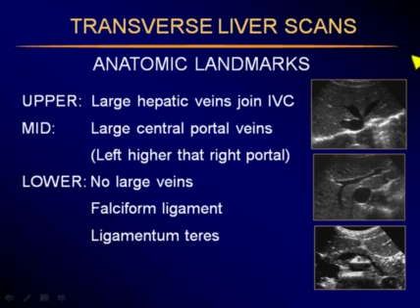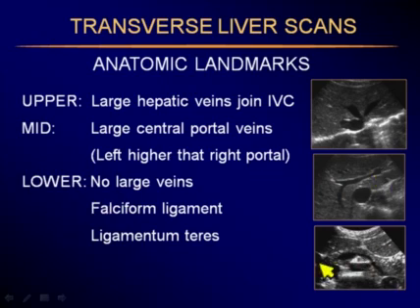So we have now a little bit of insight into the anatomic landmarks on transverse scans of the liver, and let's look at these. In the upper parts of the liver, we see large hepatic veins coming together into the inferior vena cava. In the mid portions of the liver, we see the portal veins kind of horizontally situated, the left being a little higher than the right, but nonetheless with the bright walls. That we know now that we're in the middle of the liver.